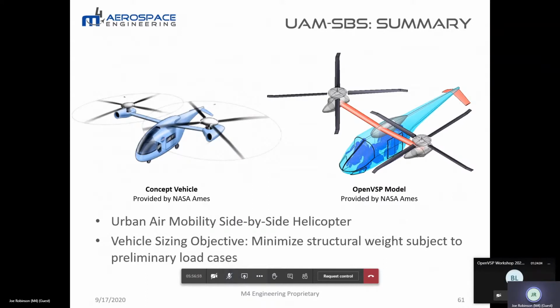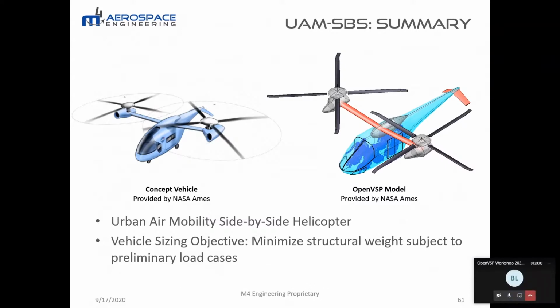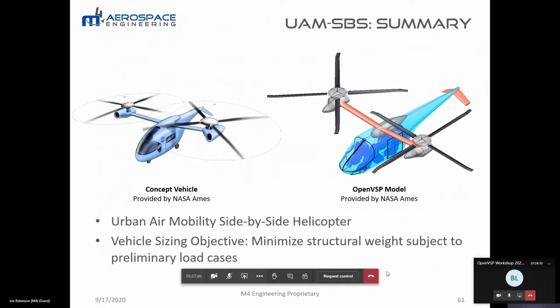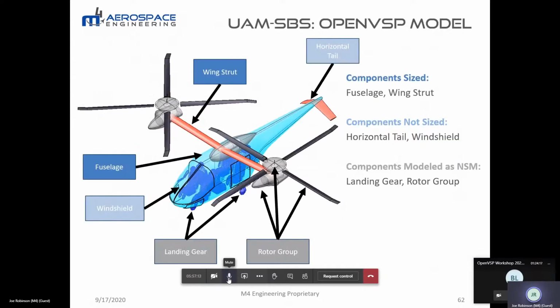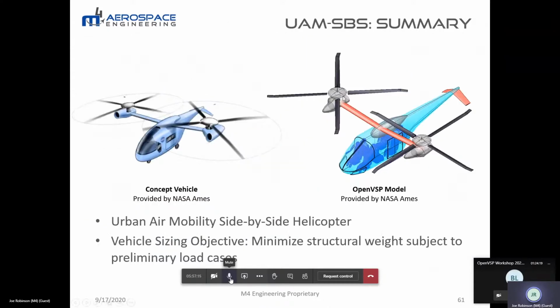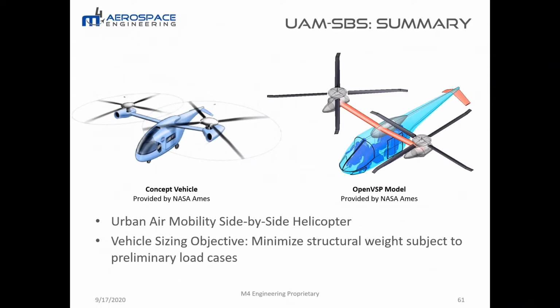Hello, everyone. I'm Joe Robinson from M4 Engineering. And so far, we've learned about what M4 Structure Studio is and how you make a model in it and how you bring that over from OpenVSP. And today, I'm going to go over sort of the how and sort of what that looks like. And we're going to do that using this urban air mobility side-by-side helicopter demonstration, which is developed by NASA.